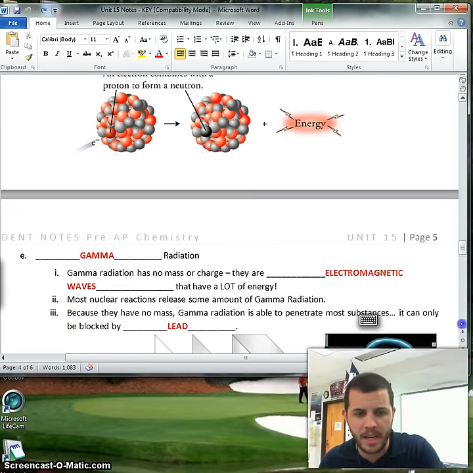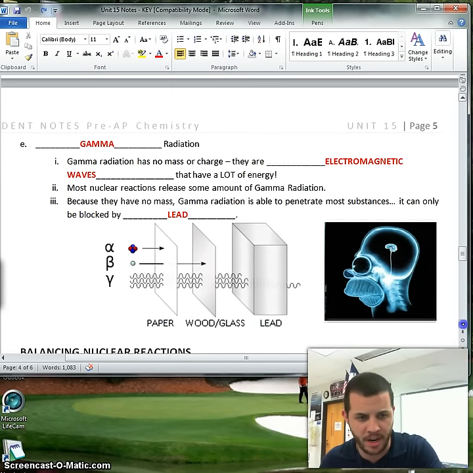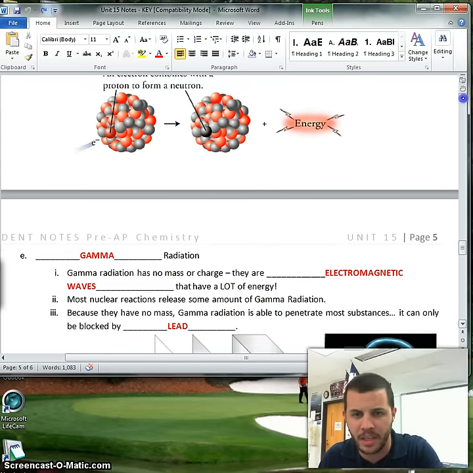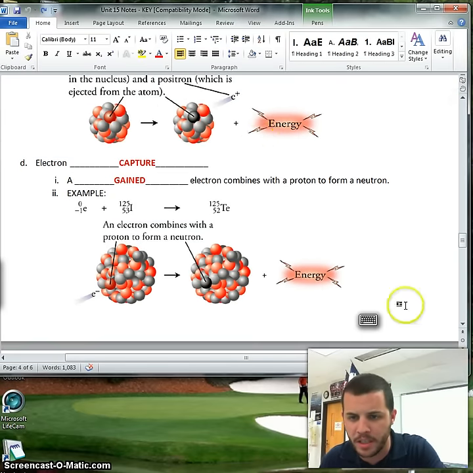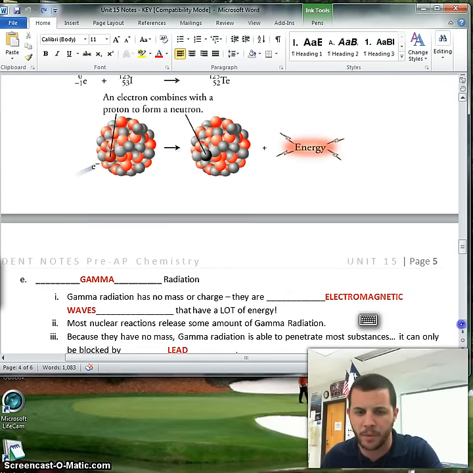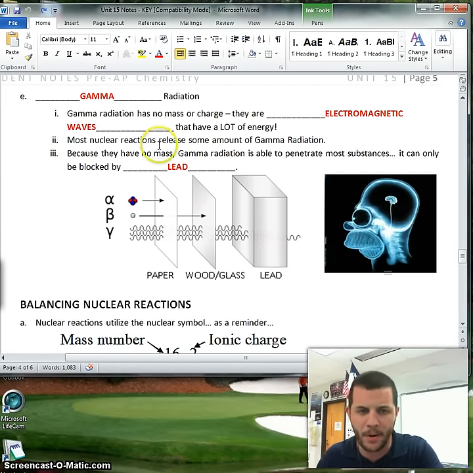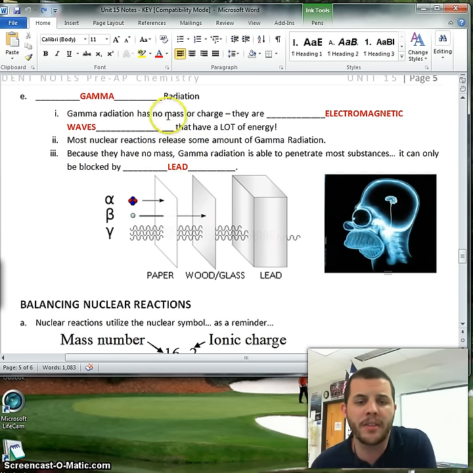to form our new product. So we can describe the energy that's being lost as gamma radiation. When we go back and look at all of these that are releasing energy, that one's releasing energy, this one's releasing energy, all of that energy is being released in the form of gamma radiation. It says gamma radiation has no mass or charge. All it is, is electromagnetic waves.